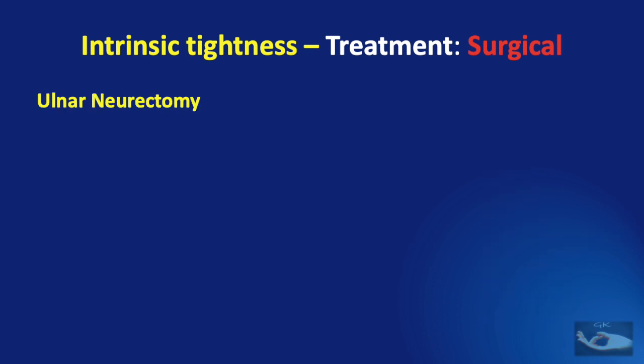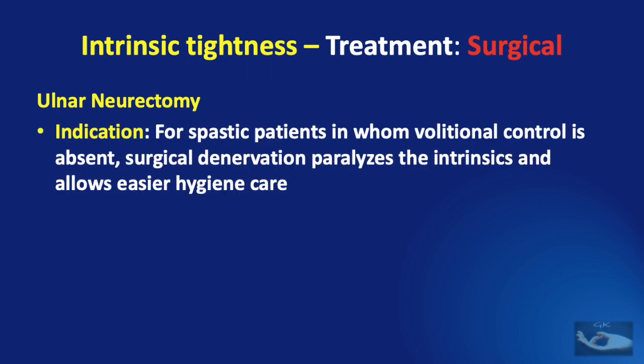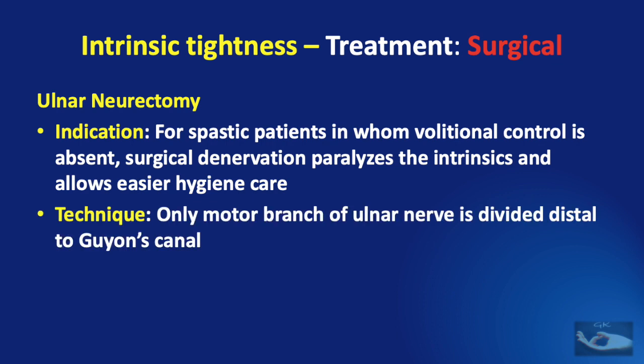Finally, the procedure of ulnar neurectomy also has a role to play in the treatment of intrinsic tightness and contractures. It is indicated for spastic patients in whom volitional control is absent, and surgical denervation will help to paralyze the intrinsics and allow easier hygienic care. This can be done by dividing only the motor branch of the ulnar nerve distal to the Guyon's canal.